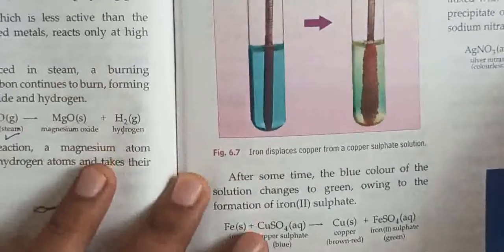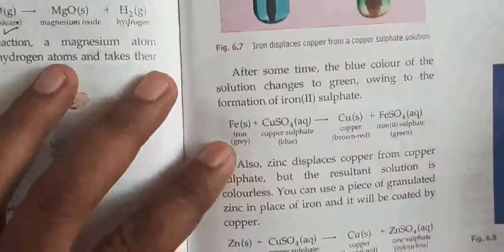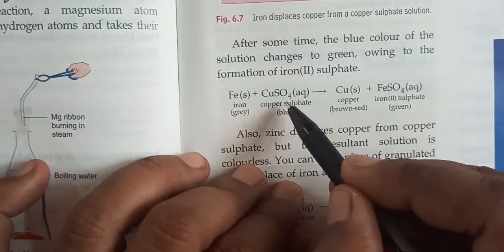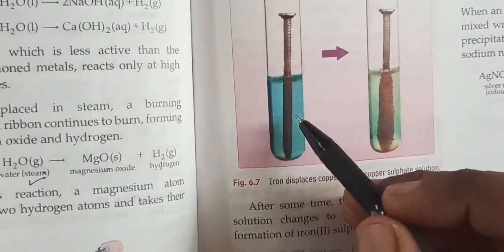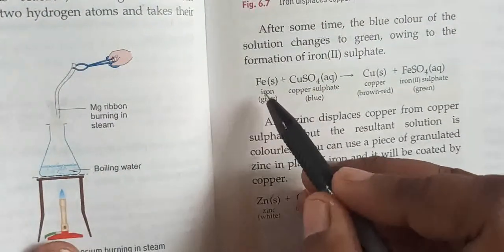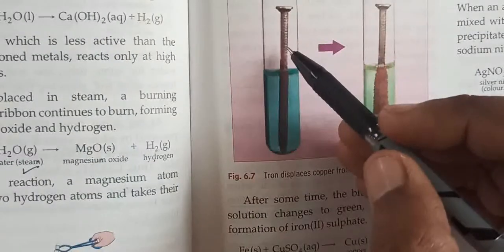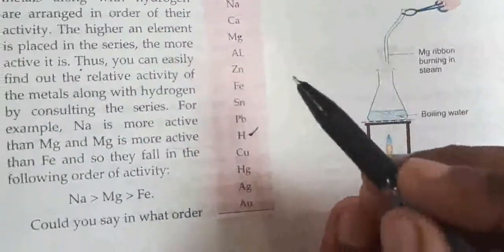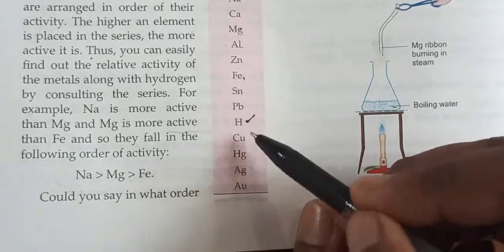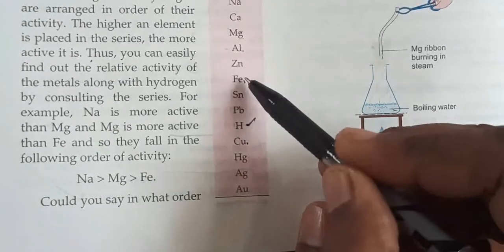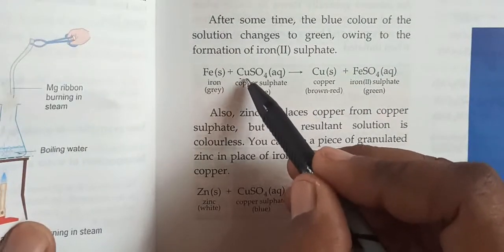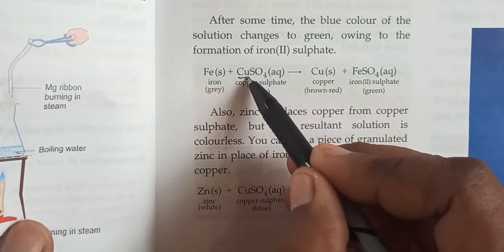See, I'll show you the test tube afterwards. Here you see, first of all, if you take copper sulfate solution in a test tube, it is blue in color. Add iron; here they have shown an iron nail put inside, right? You can see iron is here and copper is here. So which is more active? Iron is more active. So iron kicks out copper; this copper is displaced by iron.